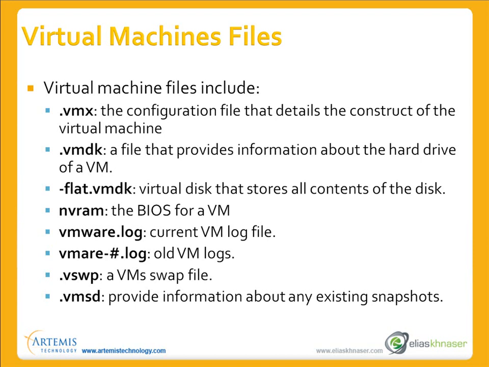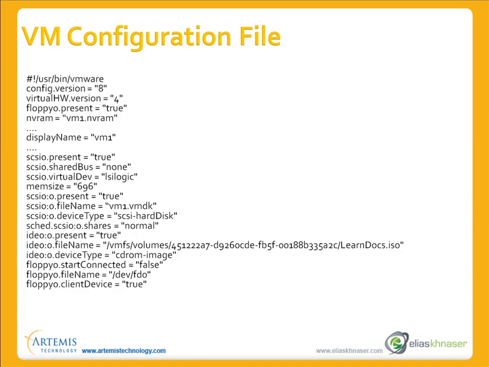The NVRAM is the BIOS for a VM, and then you have vmware.log, which is the current VM log. vmware-number.log is an older VM log. Then you have the .vswp, which is the VMware swap or the virtual machine swap file. Then you have the .vmsd, which provides information about snapshots, and we'll be talking about those in this module. Alright, now in this next slide I'm going to show you a typical configuration file for a VM. This is what the VMX file would look like.